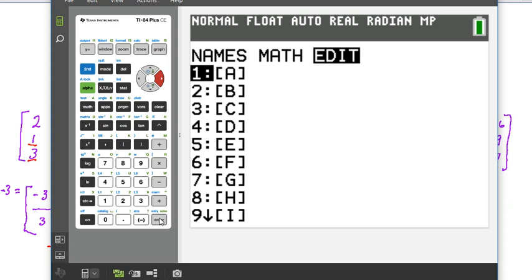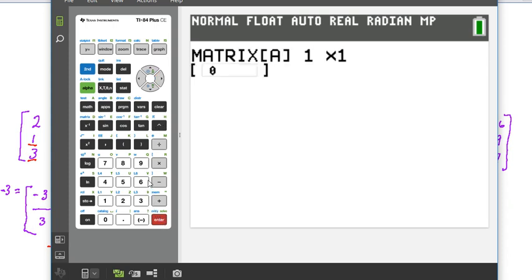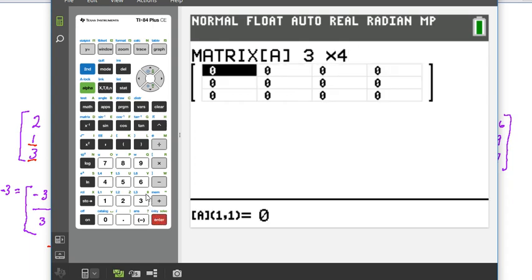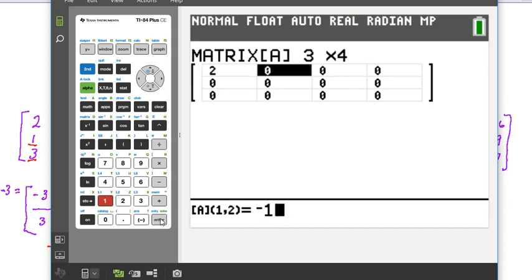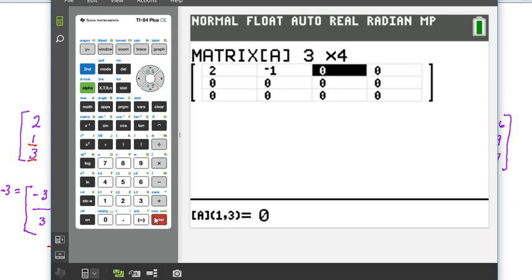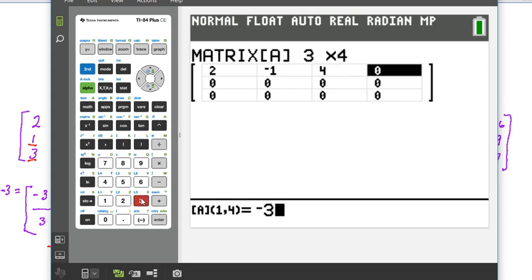Anyway, so we're going to edit this, so we're going to hit enter. And our matrix, the dimensions again were a 3 by 4. So go 3 by 4. It gives us our 3 rows and 4 columns. And now we're ready for input. So we have in cell 1-1 of our matrix A, we're ready to put our values. So we're going to do 2, negative 1. Make sure you use the negative, not the minus 1. And we had 4, negative 3.